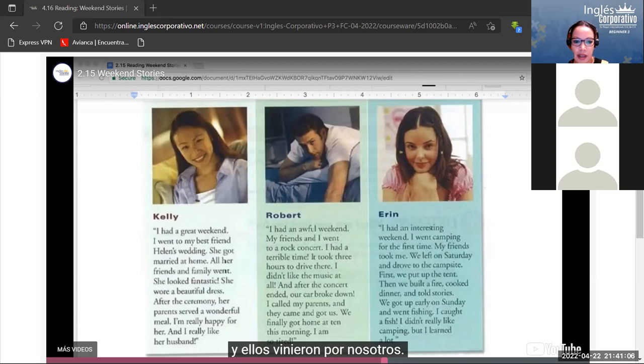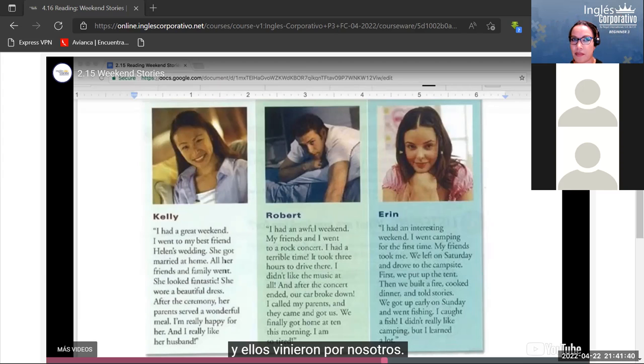Anything else with this vocabulary? In the earring, earring? The word tent. A tent es una tiendita, una tienda de campaña, como casitas de camping. De camping, ajá, tent, las tiendas. Sí, tienda de campaña. Tienda de campaña, eso es un tent.